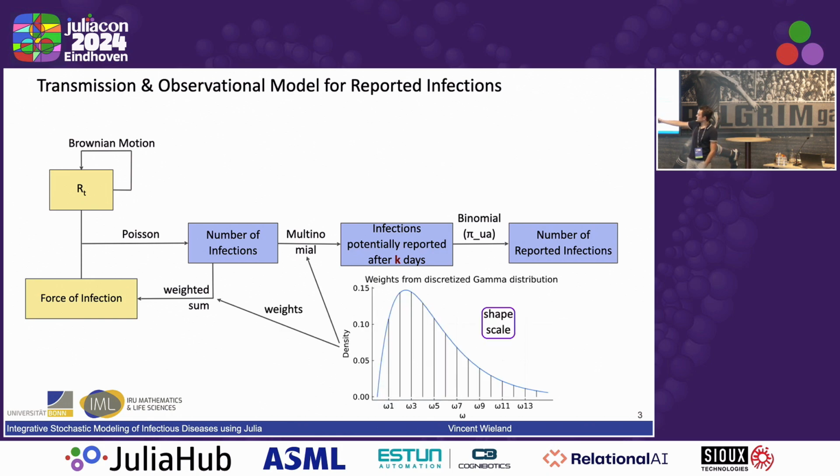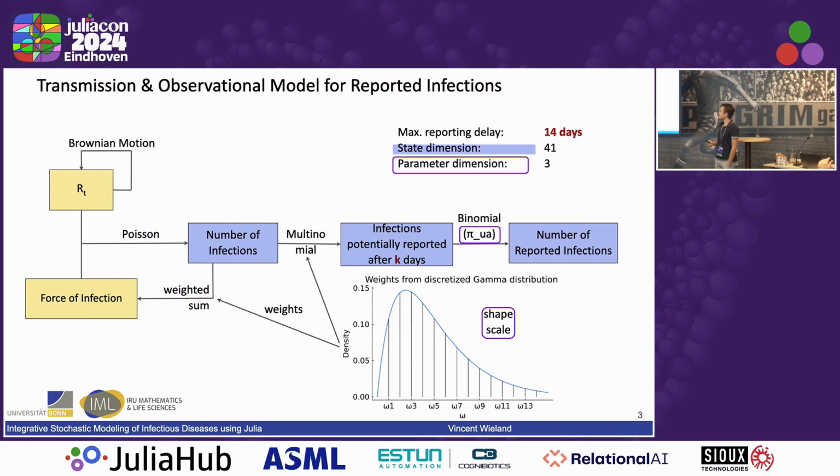For the weighted sum for the force of infection and the multinomial, we take a discretized gamma distribution, because we argue that it's likely symptoms occur after some days. Let's say between day 2 and 3, people are most likely to get tested and get reported, and then it decreases again. And nearly no one tests directly when they get infected because they don't know yet. So there we have a shape and a scale parameter for this distribution which we want to learn, and the binomial parameter, making up 3 parameters we want to fit, with a state dimension of 41 in this case. And how do we do this?